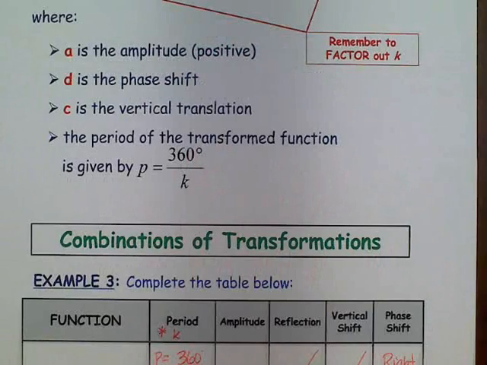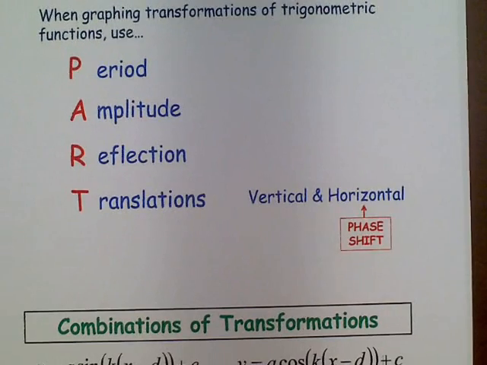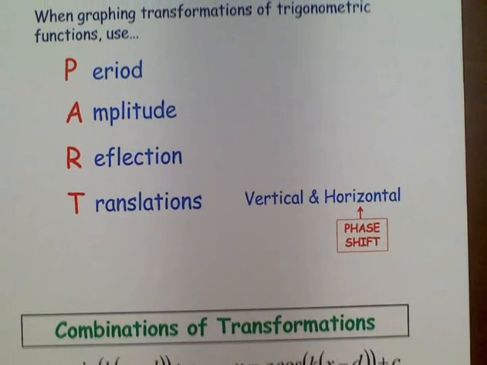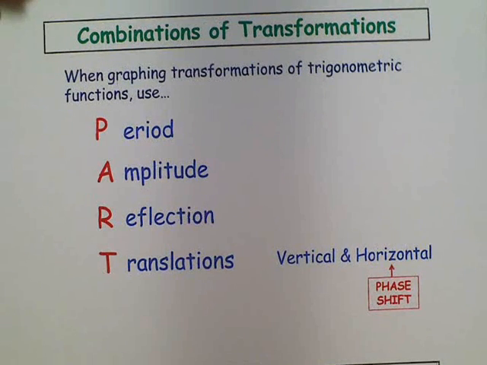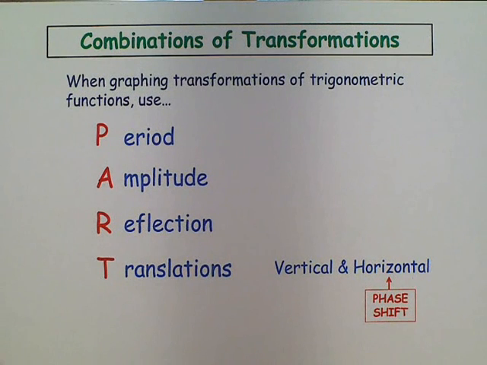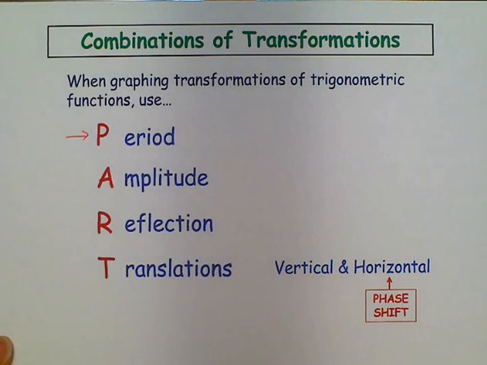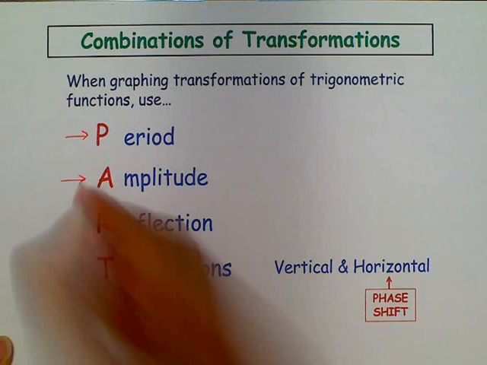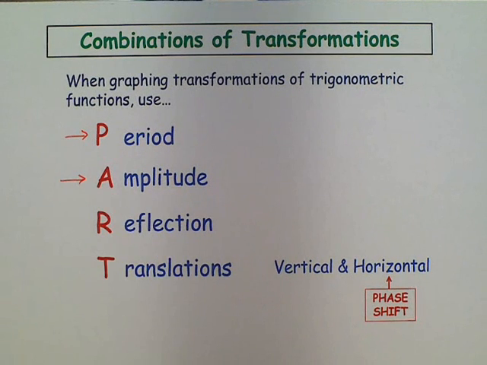Okay, so if you're trying to graph a combination of all of these different transformations, one way to think about how to graph it is to think of PART. Okay, so when graphing transformations of trig functions, you want to use PART. Calculate the period first. Figure out the amplitude next. So those two will help you set up your horizontal and vertical axes, the scales that you would use for the vertical axis and the horizontal axis.